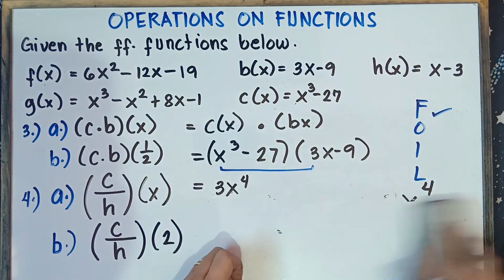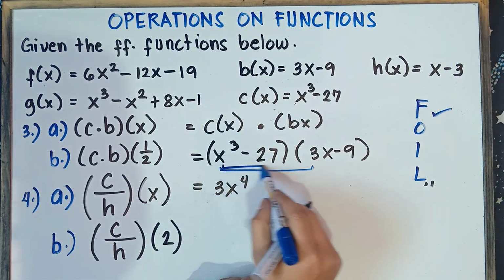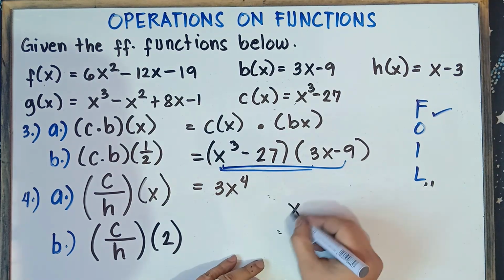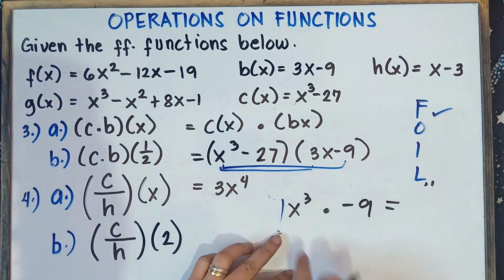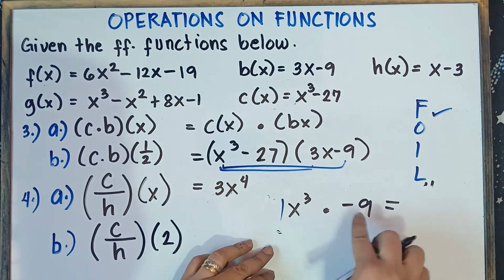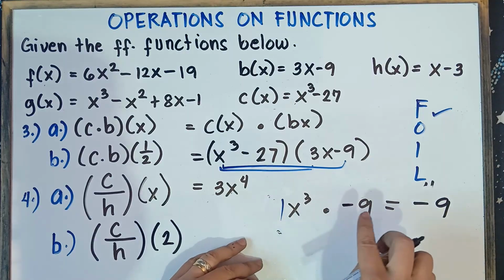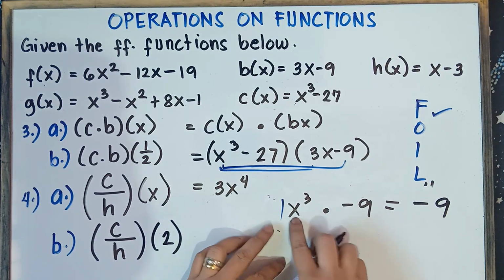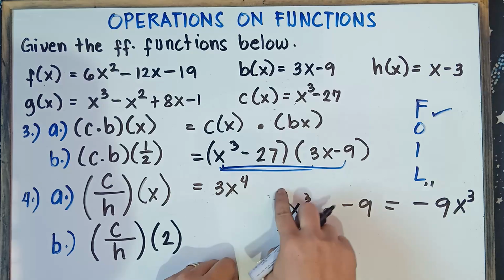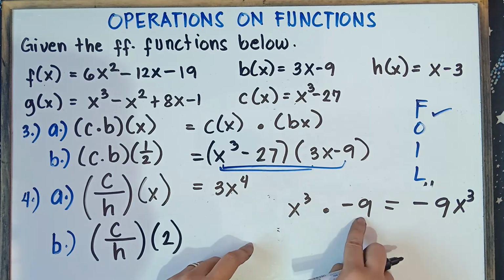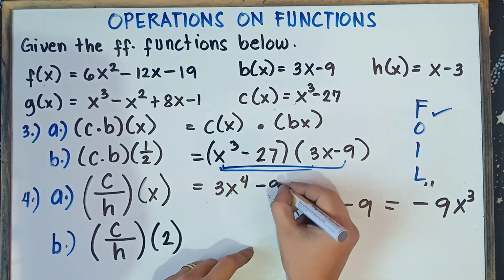We're done with first, so do it step by step. Outer: x cubed multiplied by negative 9. Understood that there's a 1 here. 1 times negative 9: positive times negative is negative, and 1 times 9 is 9, so that's negative 9. Simply copy x cubed, so that would be negative 9x cubed.